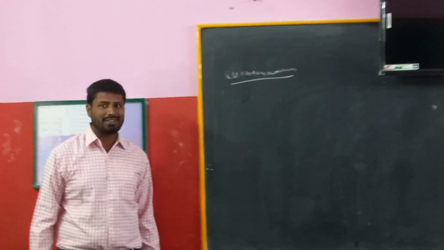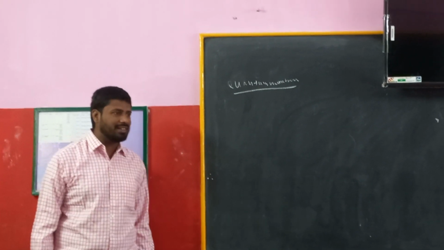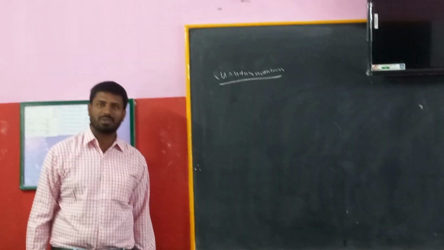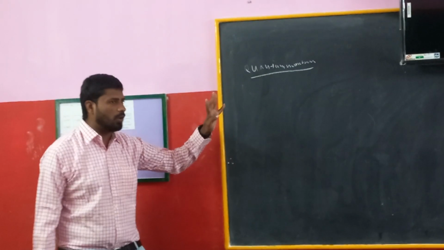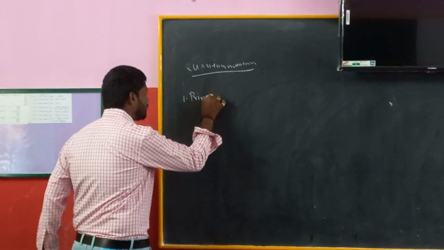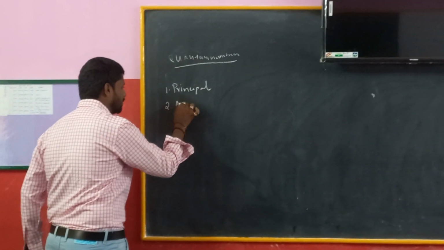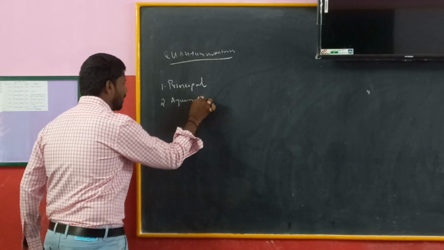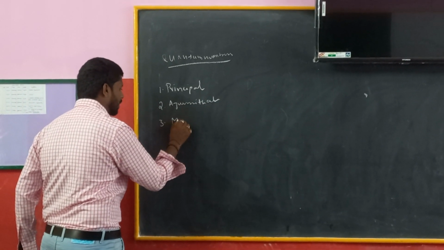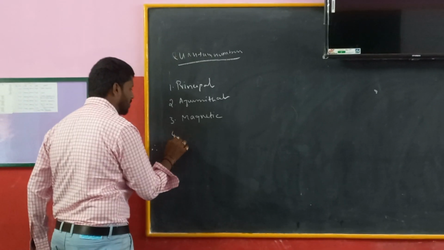Quantum numbers give the exact location of the electron, or the address of the electron. They tell us the information about where the electron is actually lying. We have four quantum numbers. One is the principal quantum number, another is the azimuthal quantum number, another one is the magnetic quantum number, and the next one is the spin quantum number.